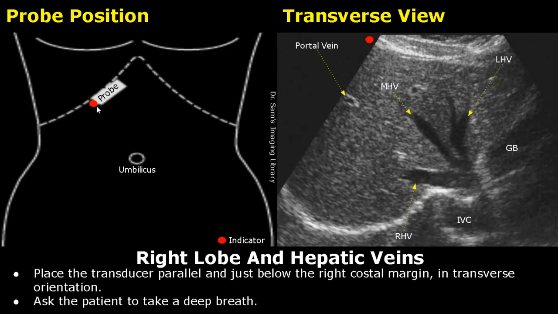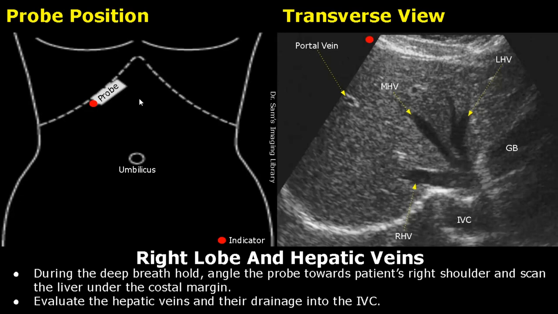Then ask the patient to take a deep breath. After the breath hold, angle the probe towards the patient's right shoulder and scan the liver under the costal margin. You will be able to see all three hepatic veins. This is the left hepatic vein. It will always be in the right half of the image.